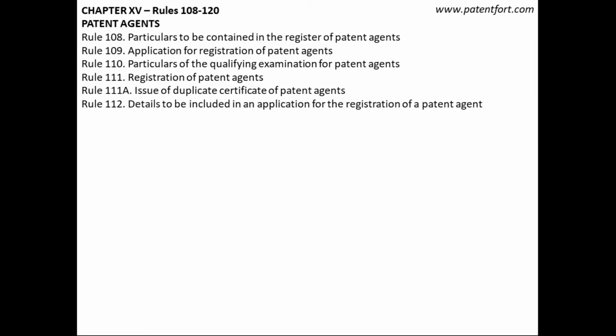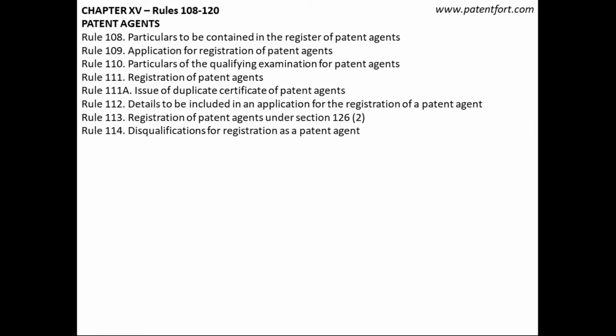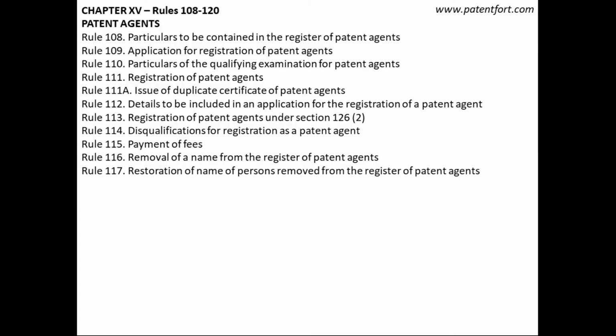Rule 112, Detail to be included in an application for the registration of patent agent. Rule 113, Registration of patent agents under section 126(2). Rule 114, Disqualification for registration as a patent agent. Rule 115, Payment of fees. Rule 116, Removal of name from the register of patent agents. Rule 117, Restoration of name of person removed from the register of patent agents.